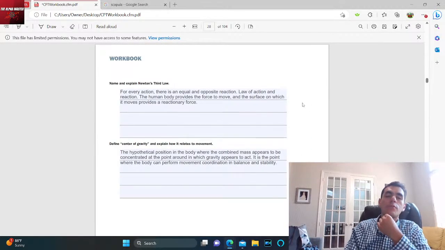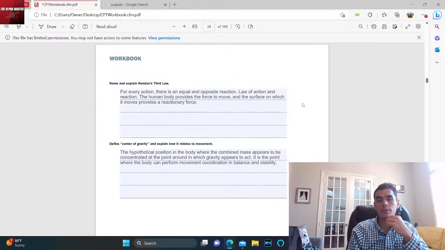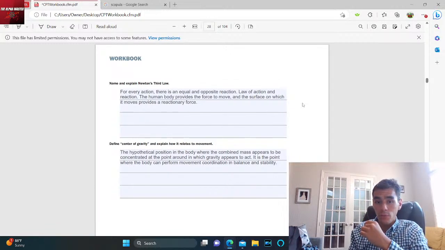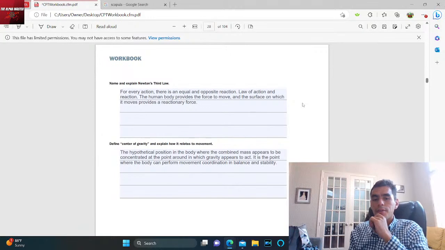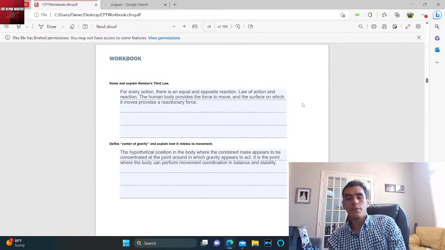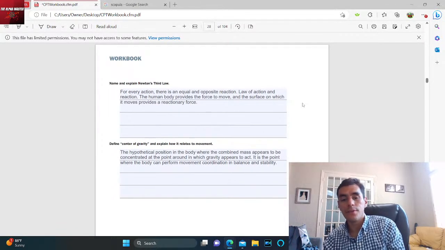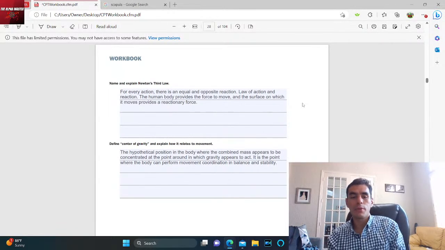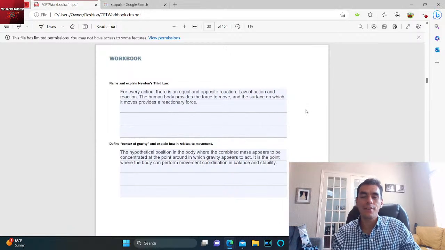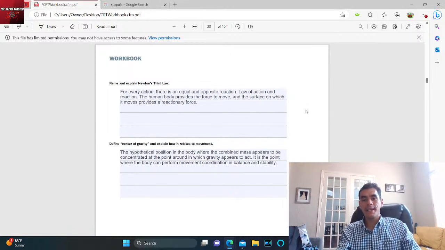So remember that Newton's third law is for every action there's an equal and opposite reaction. The law of action and reaction. The human body provides a force to move, and the surface on which it moves provides a reactionary force. The center of gravity explains how it relates to movement. The position in the body where the combined mass appears to be concentrated, the point around which gravity appears to act. It is the point where the body can perform movement, coordination, and balance, imbalance and stability.